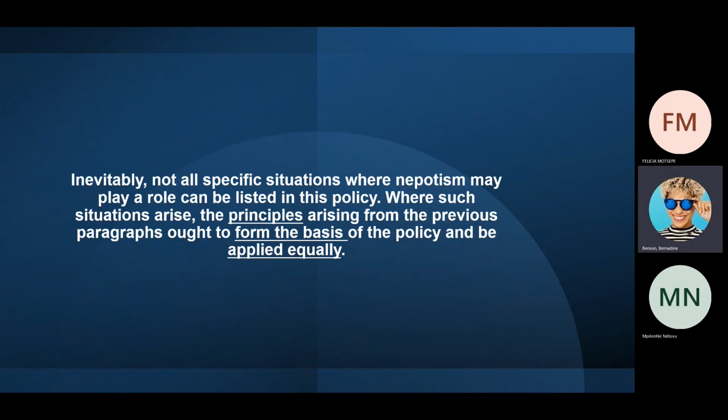Now, inevitably, not all situations where nepotism may play a role can be listed in any policy. Where such situations arise, the principles arising from the previous paragraphs ought to form the basis of the policy and be applied equally. So one can never make provision for everything. Therefore, it's wise to have an all-capturing section like this. Now, this is in that policy of Stellenbosch, to make provision for things that happen outside the specific definitions of the policy, but clearly against the principles contained in the policy. And therefore, it's important also to look at that, and that these be applied equally. So if one investigates person A and person B does exactly the same, person B should also be investigated.